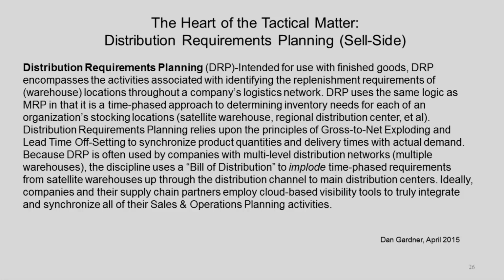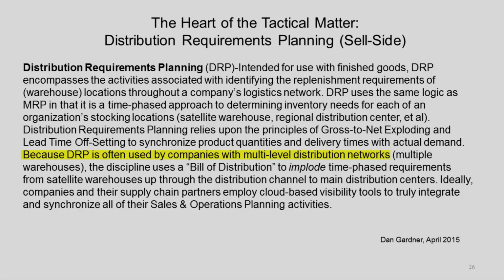Once established, DRP relies upon those principles, gross to net exploding and lead time offsetting. What do we need? What are we going to need in future periods? What do we have now? What do we think we're going to have? And how do we go from that gross requirement to a net requirement? Lead time offsetting, same principle, because we have to place orders on the distribution network in a fashion that goods don't show up too late or show up even too early. Sometimes too early shipments are just as bad as too late. So we're synchronizing product quantities and delivery times with actual demand.